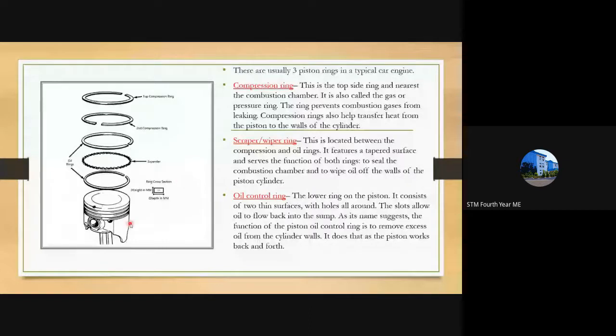Imagine the piston moves from BDC to TDC, that is, from the downward to the upward motion, and oil is present on the cylinder walls. When it moves downwards, from TDC to BDC, the oil ring comes into contact with the oil first, because it is present at the bottom side. So when moving downwards, the first ring to come in contact with the cylinder wall will be the oil ring.